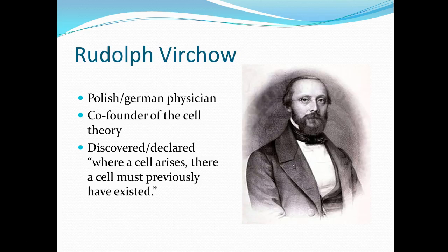Rudolf Virchow is our last scientist, and he was half Polish, half German, and he was a doctor. And he was the first to say that all cells come from pre-existing cells. So again, he's a co-founder of the cell theory. That was one of those three parts of the cell theory. All cells come from pre-existing cells.